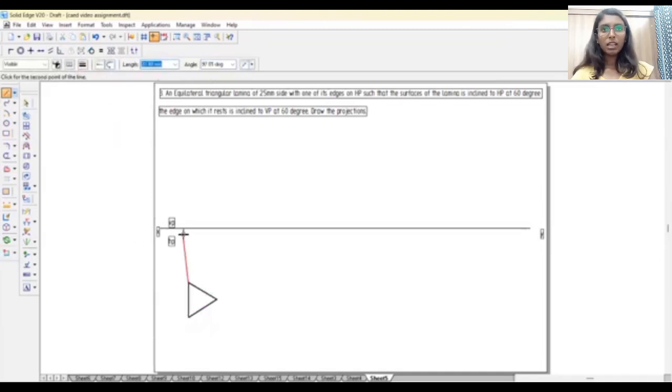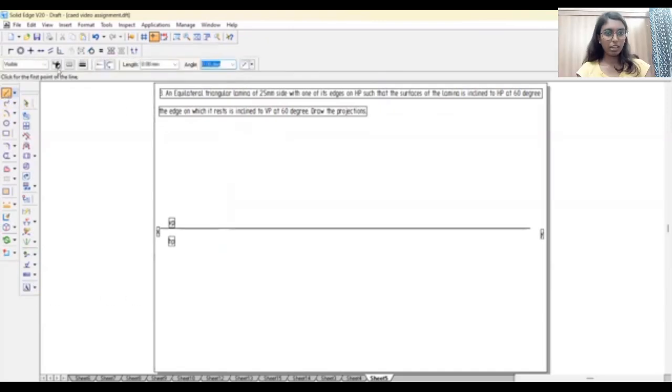Now let's select a point that is above 15 mm and drag it to 30 degrees to VP and 45 degrees to HP, like inclination to HP at 30 degree. So let's select a line, draw thickness of 0.5 mm.